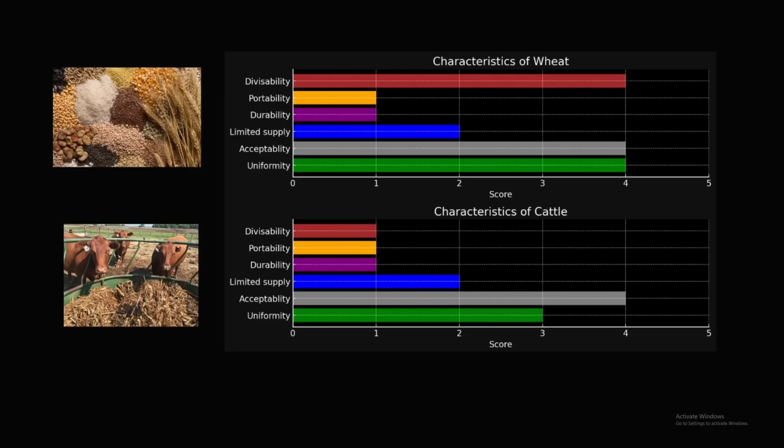And then in terms of limited supply, both cattle and wheat are relatively easy to create more of. And especially if the price of cattle or wheat goes up by a lot, then people are actually incentivized to create more of these because they want to capitalize on that rise in prices.